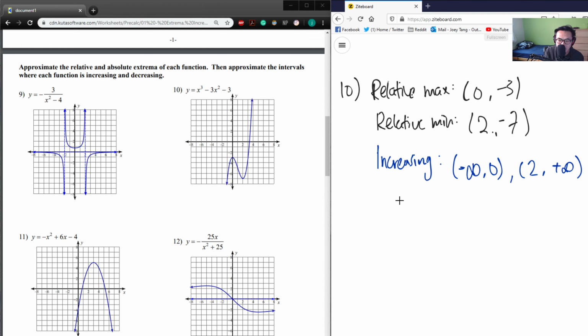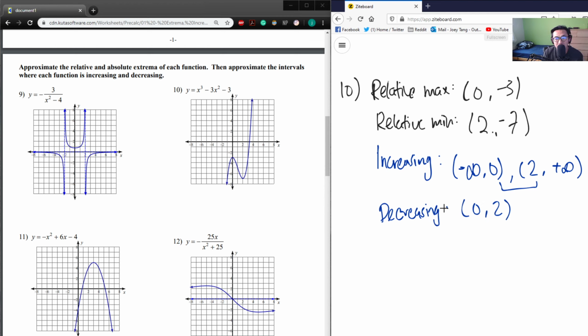And then decreasing is really easy, right? Because decreasing is the one interval between 0 and 2, right? It's increasing all the way up to 0. It's going to decrease till 2. And it's going to increase from then on. So I can do decreasing intervals, which is simply (0, 2).